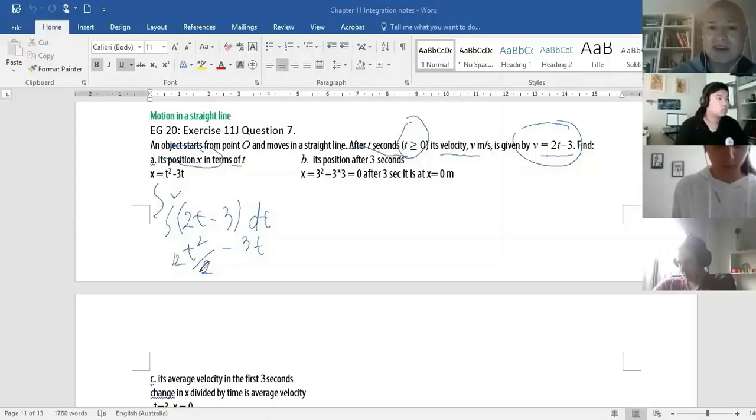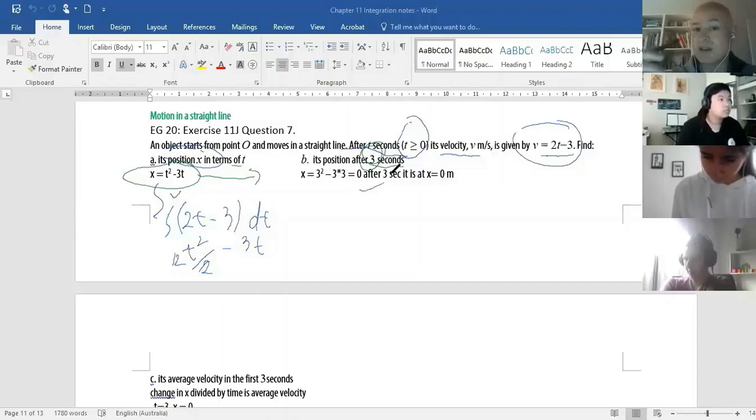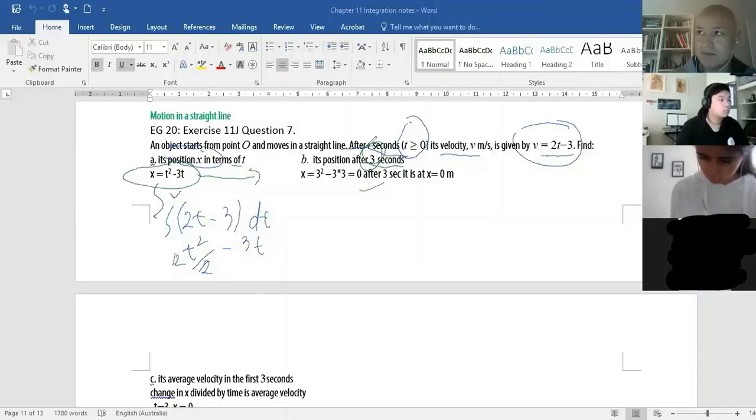Part B says its position after 3 seconds. Well, we already know the rule for the position, so we're going to substitute 3 seconds in there. So we get x equals 3 squared minus 3 times 3. When we work that out, we get 0. So it's at 0 meters. Questions there? Okay, I'll give you 10 seconds to write that down before I clear it again.